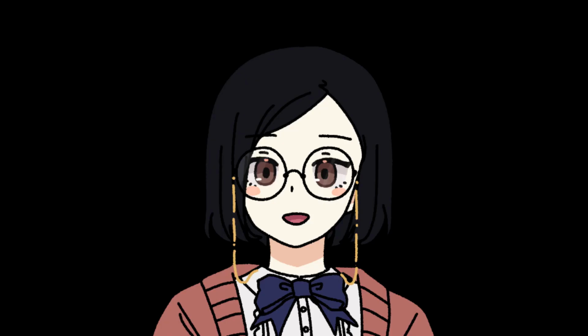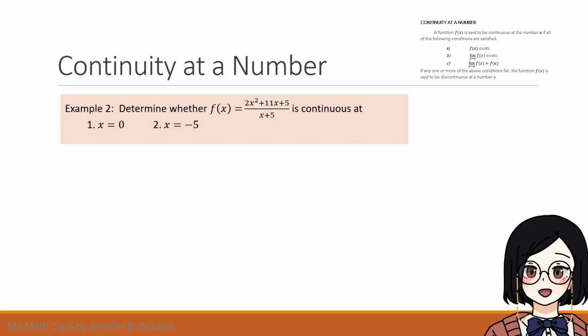Now let's move on to the second example. Determine whether f(x) = (2x² + 11x + 5)/(x + 5) is continuous at x = 0, and the second one is x = -5. We determine first that the function is continuous at x = 0 by using the three-step method.